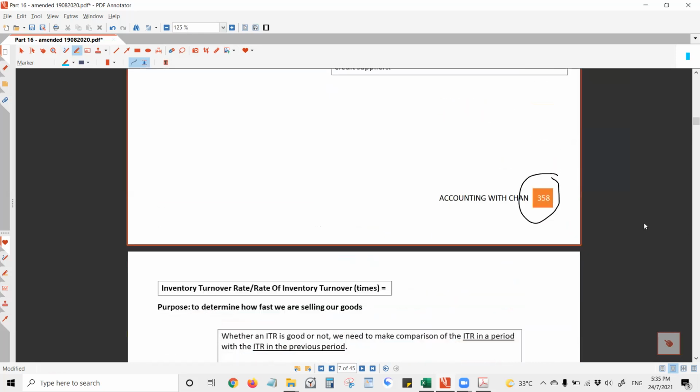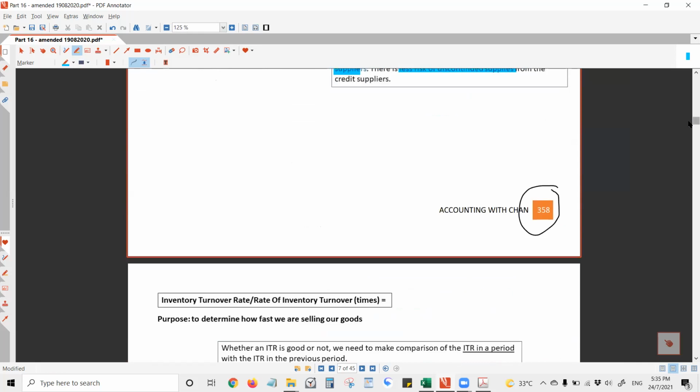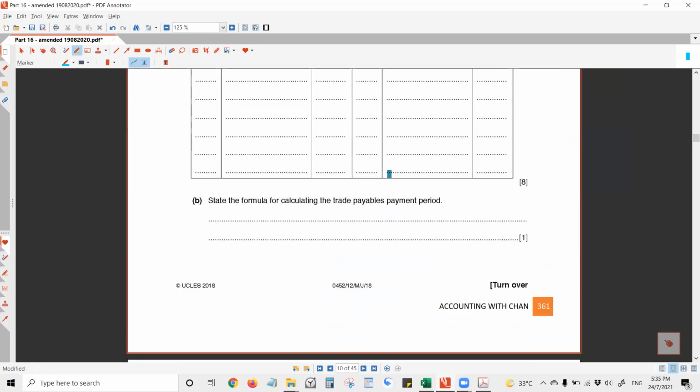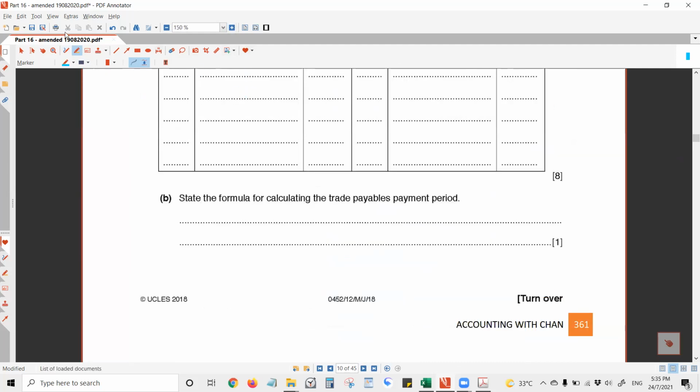Trade receivable collection period and trade payable payment period. We look at the questions. Okay, page 361. Question B. So this is an easy question. State the formula. So don't calculate, okay? Don't calculate. They say state the formula. Some students may misunderstand this question, thinking that they have to calculate. So just state the formula times 365.